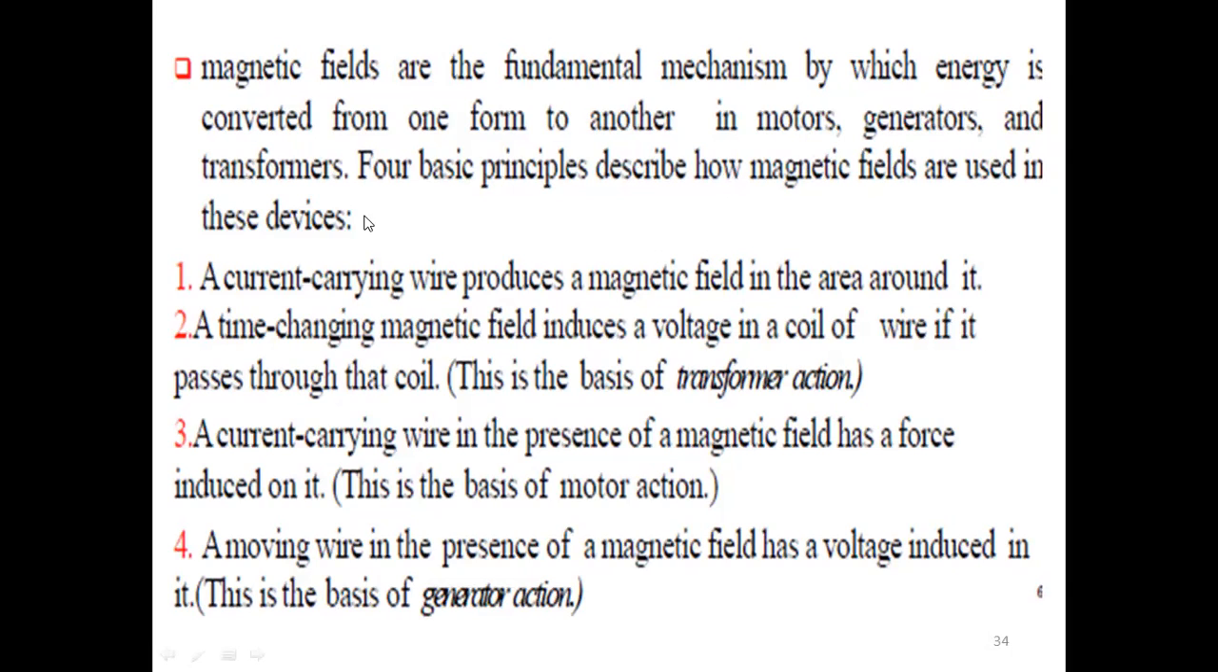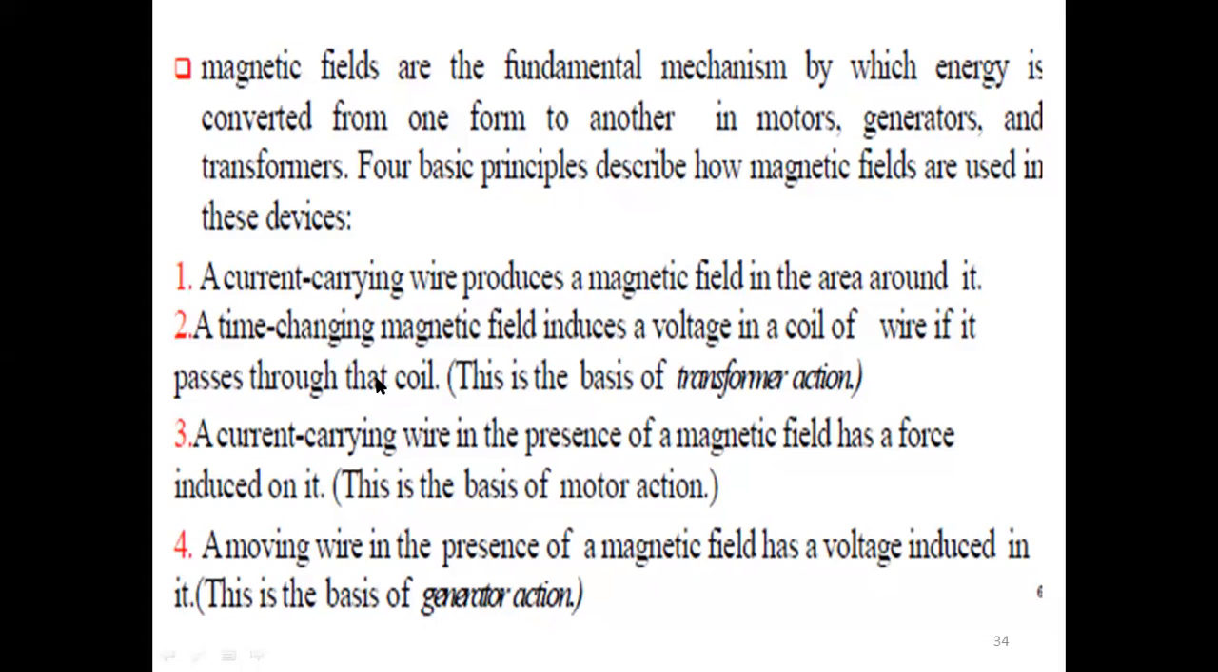And transformers, it is one form of electrical circuit transforming from one circuit to another circuit को transfer करते. Transformer का है same electrical to electrical only, but एक circuit से दूसरा circuit को transfer करते. So 4 basic principles describe how magnetic fields are used in these devices here now. 4 basic principles we are going to discuss here now.